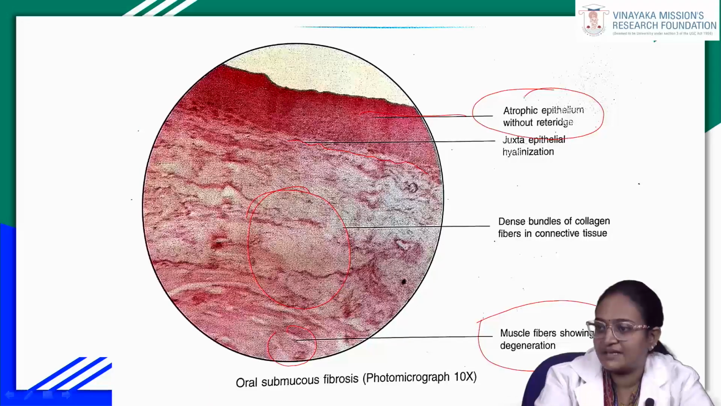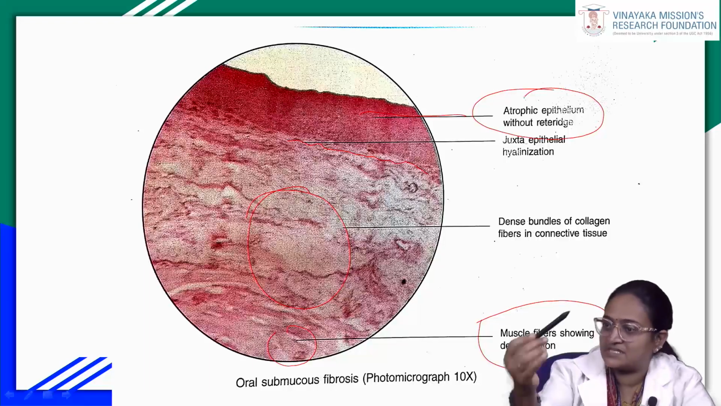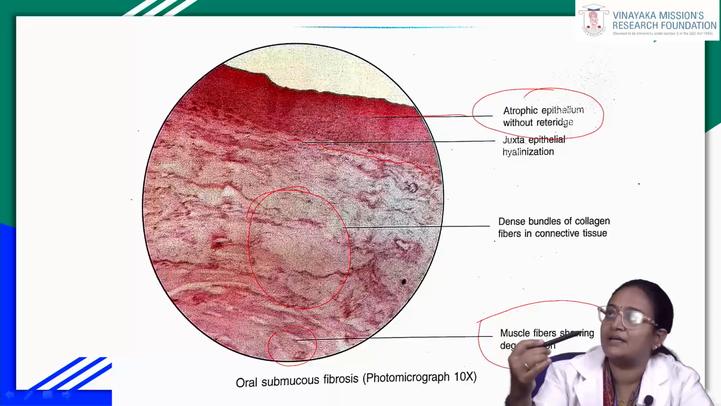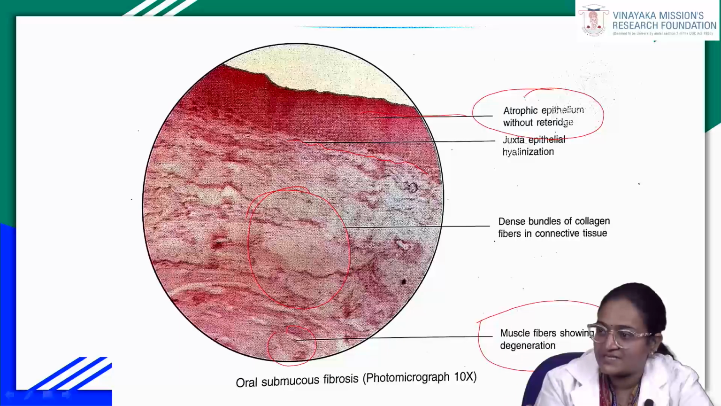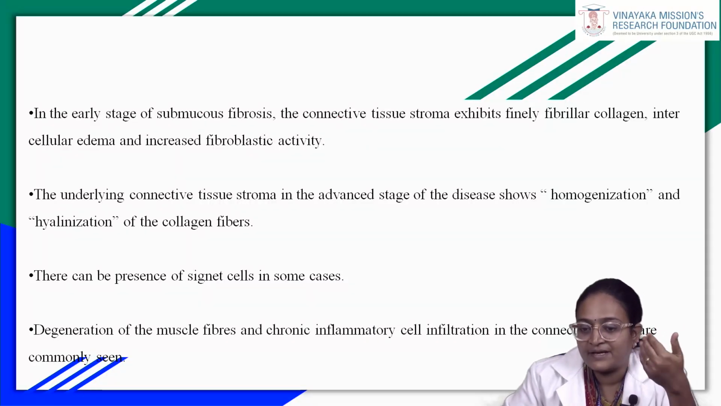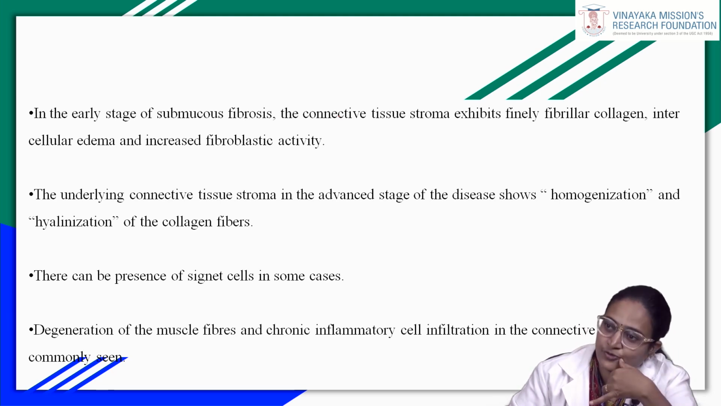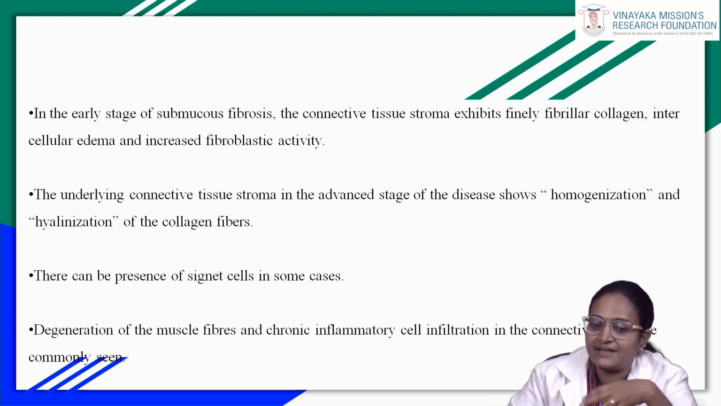So this is the picture given in Maji Jose. This is the schematic diagrammatic picture. You can easily refer to the atrophic epithelium, juxta-epithelial hyalinization, dense bundles of collagen fibers in the connective tissue, and muscle fibers showing degeneration. So these are the points I am recollecting one by one, because these points are very important: the atrophic epithelium, juxta-epithelial hyalinization, and dense fibrous connective tissue.